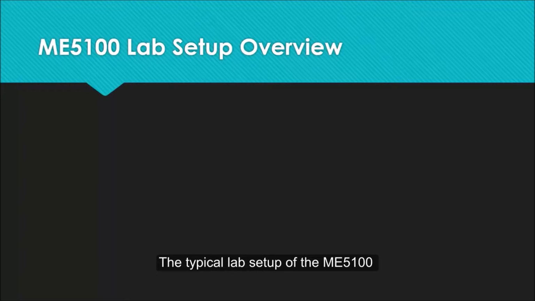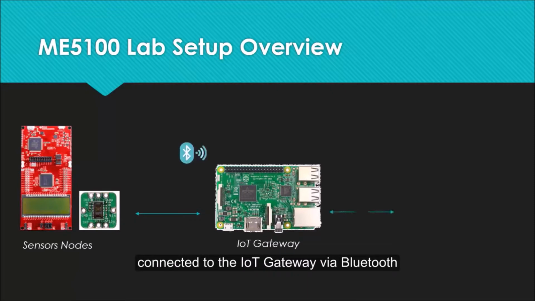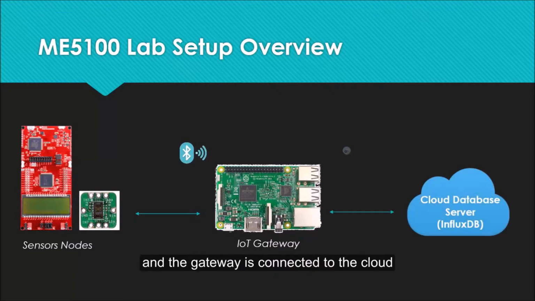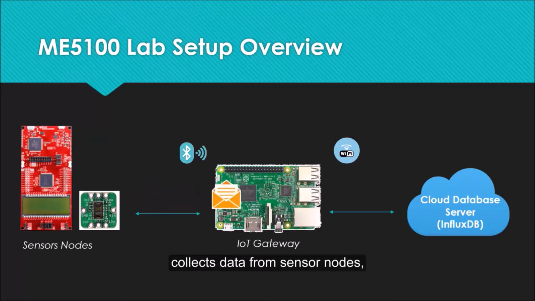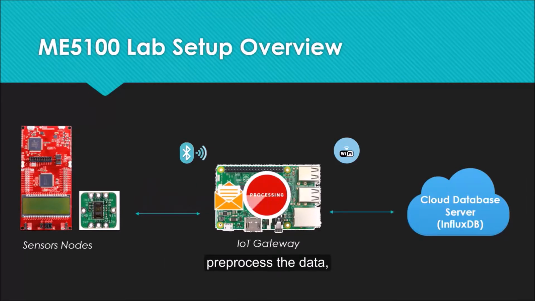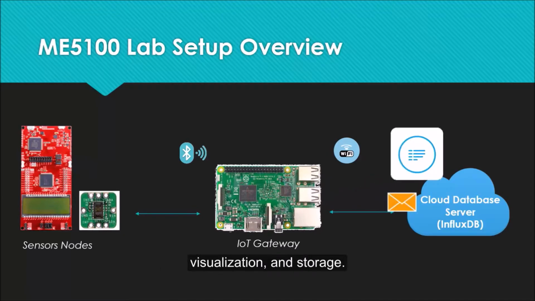The typical lab setup of the ME5100 consists of a sensor node, connected to the IoT gateway via Bluetooth, and the gateway is connected to the cloud via Wi-Fi. The IoT gateway collects data from sensor nodes, pre-processes the data, and uploads it to cloud for analysis, visualization, and storage.